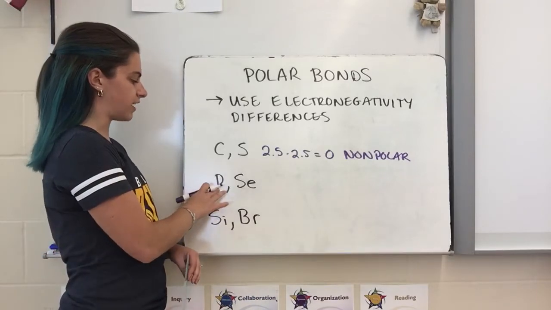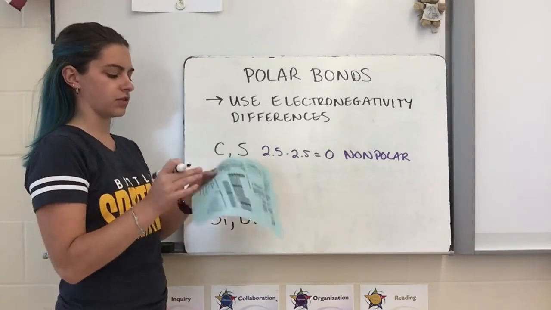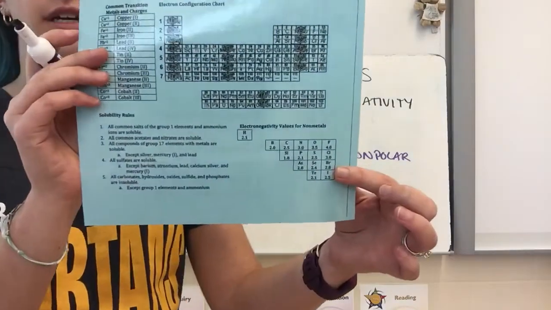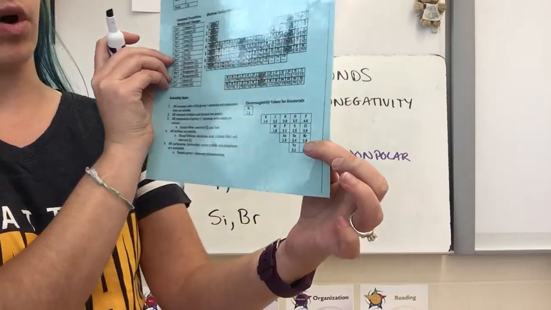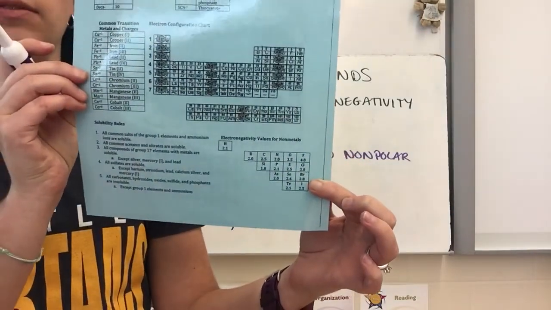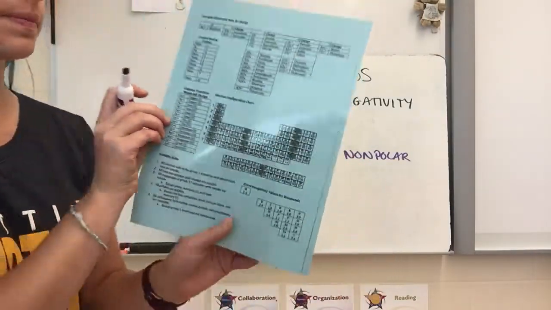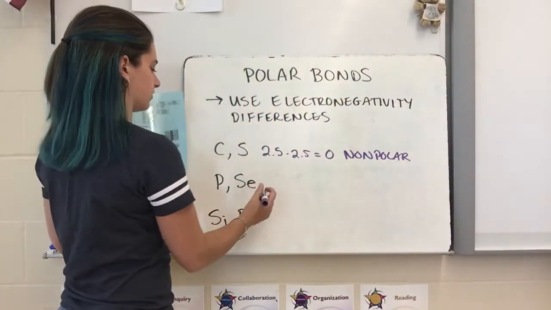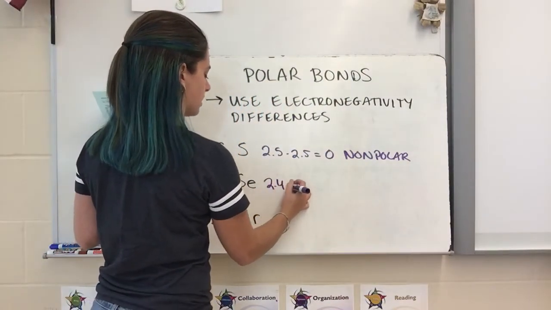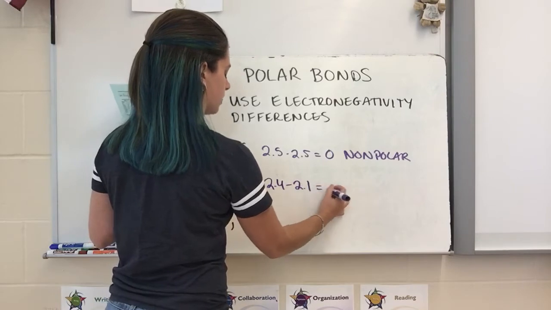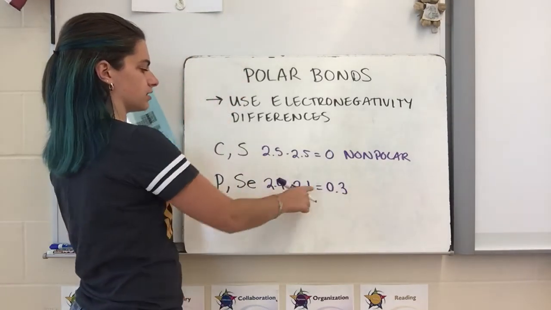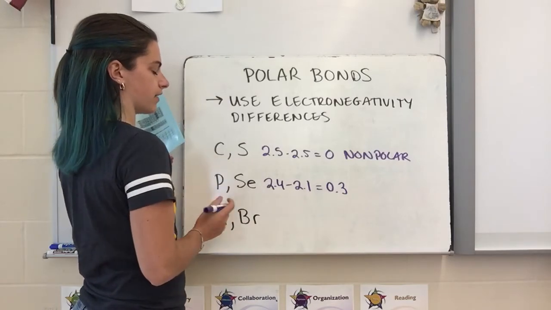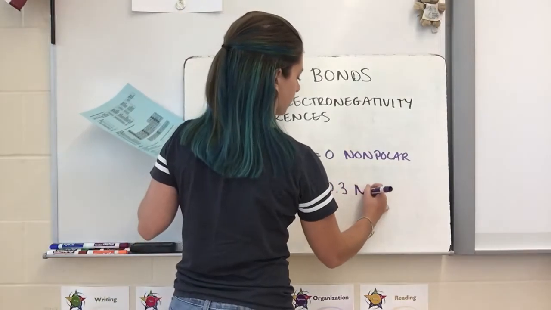My second example, phosphorus and selenium. I'm going to look for those on my table here. Phosphorus has an electronegativity value of 2.1, and selenium has an electronegativity value of 2.4. I don't want any negatives, so I'm going to do 2.4 minus 2.1, and that gets me 0.3 for my difference. This is less than 0.5, so this is also a nonpolar bond.